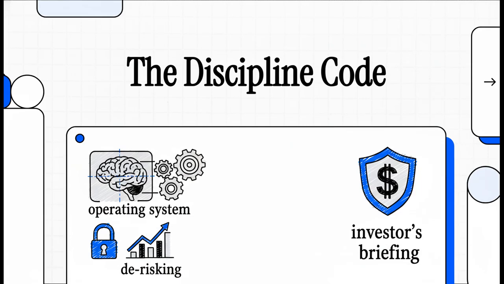Today, we are digging into a really powerful idea from the discipline code, and it's a big one. We're going to reframe leadership entirely. Forget thinking about it as some kind of unpredictable personality trait. Instead, think of it as an operating system, one that you can actually underwrite. So consider this your briefing on how to de-risk executive authority.